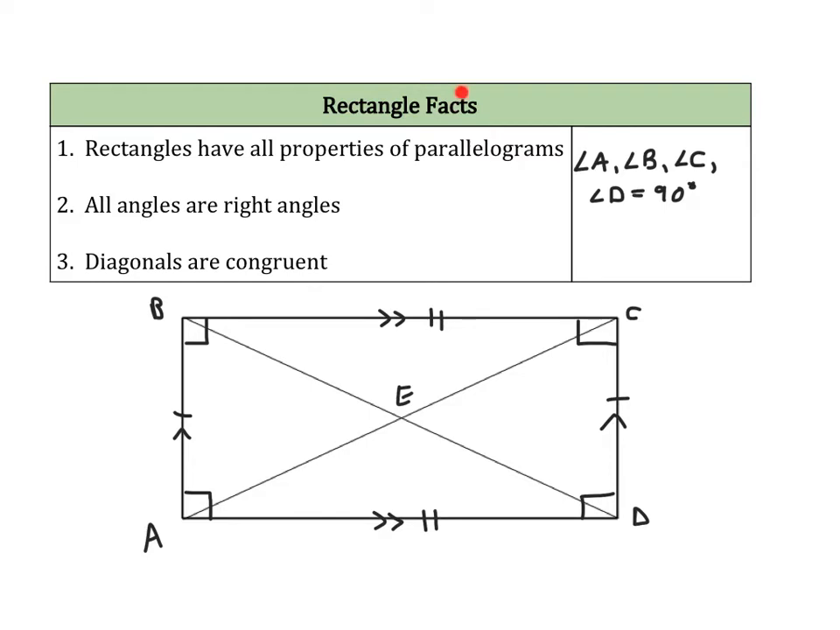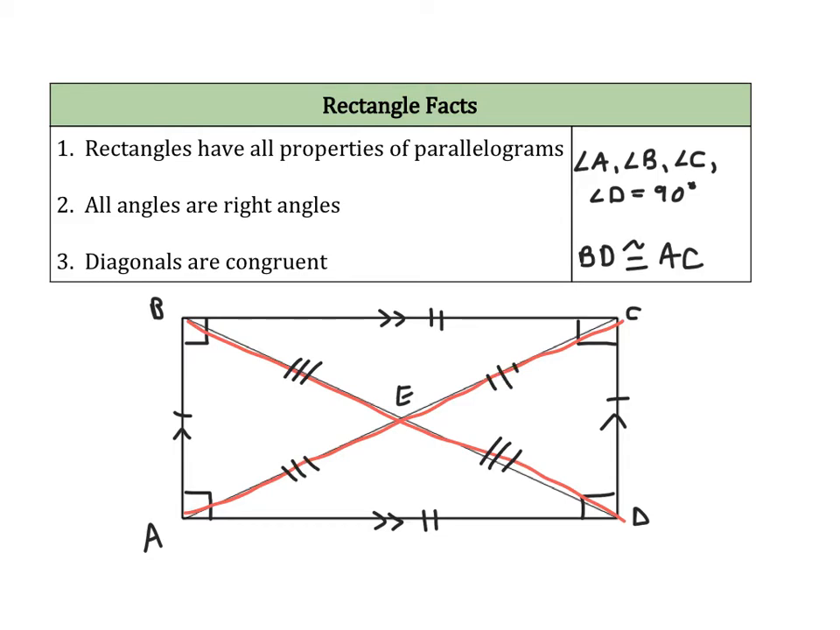The other important fact to know about rectangles is that not only do the diagonals bisect each other, the diagonals are actually congruent. So we can conclude that diagonal BD, which is from here to here, is actually congruent to diagonal line segment AC. So like I said, they are congruent, but we also know that they still bisect each other. So we actually know that all four of these segments are going to be congruent. So that's going to be a really, really useful fact about rectangles.